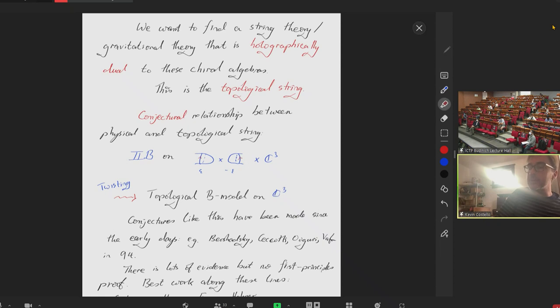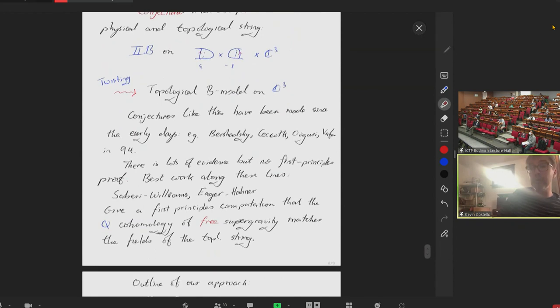The origin of this is in a conjectural relationship between the physical and topological strings. So if you remember, we got these chiral algebras by thinking about placing a D3 brane on a cigar in some supersymmetric setting where the cigar was forced to rotate, or the Q squared was rotation. The idea is that we should do the same thing for type IIB supergravity. And we have a product of two cigars times C3. And the conjecture is that after an appropriate twisting, this becomes a topological B model in C3.